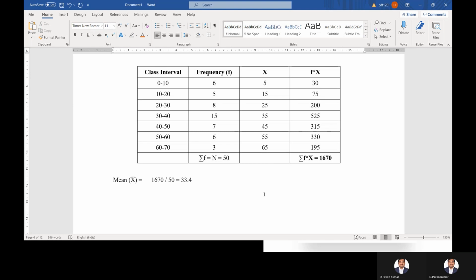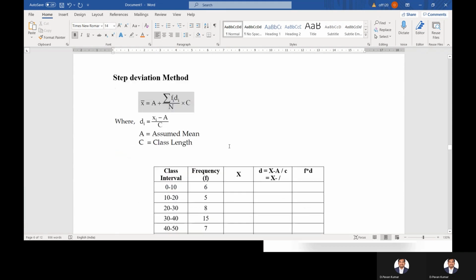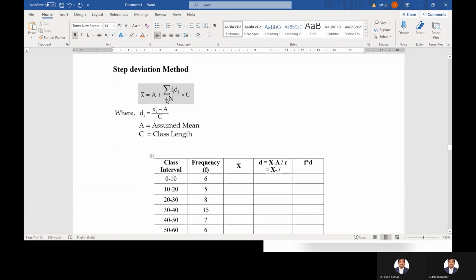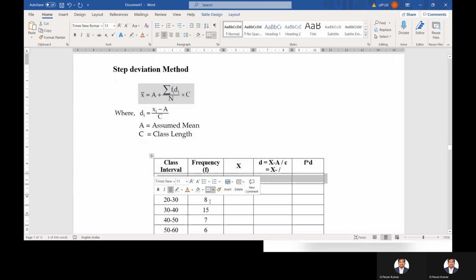Now let us solve the same problem by using the step deviation method. Okay, step deviation method. Why do we need to go with this step deviation method? Because first of all, let's see the formula. X bar is equal to a plus summation f into d by n into c, where d equals x minus a by c, where c is called the width of the class interval and a is called the assumed mean value or assumed value.